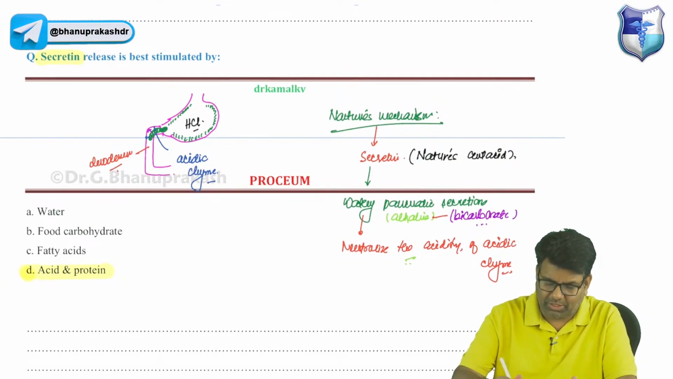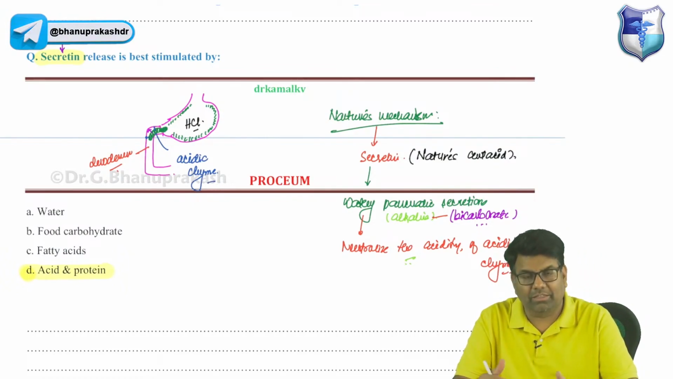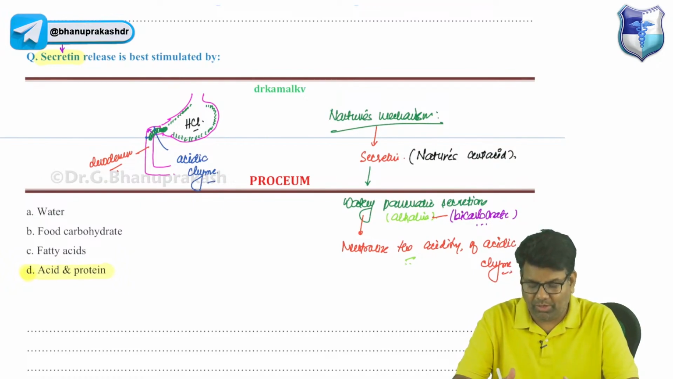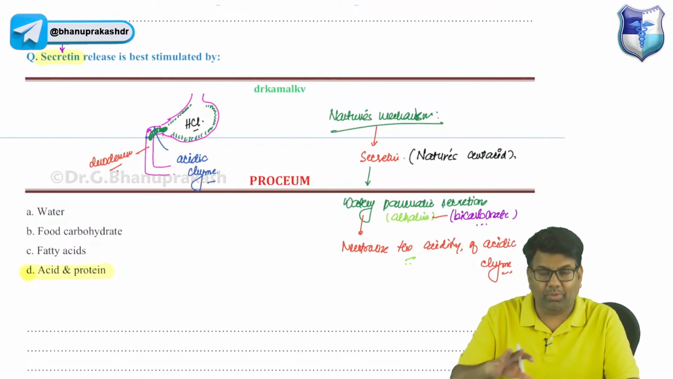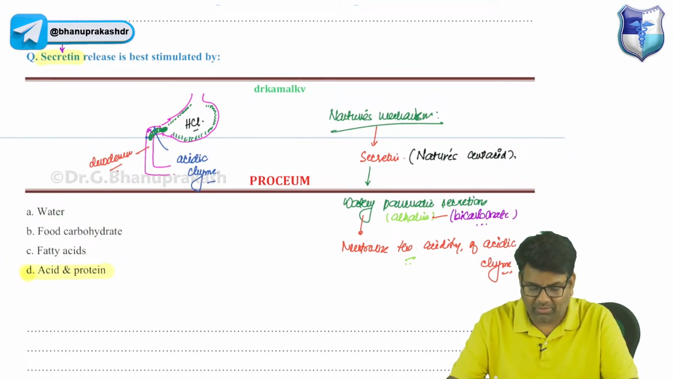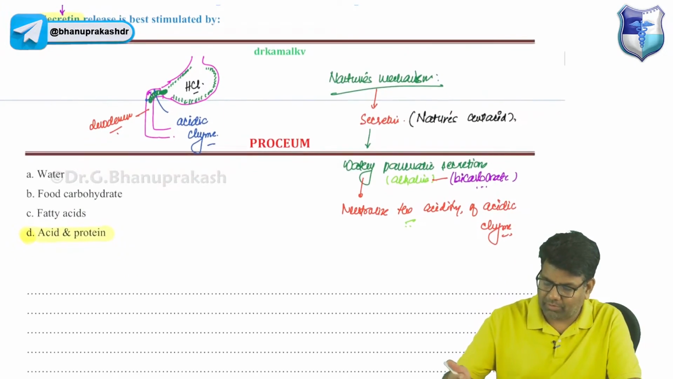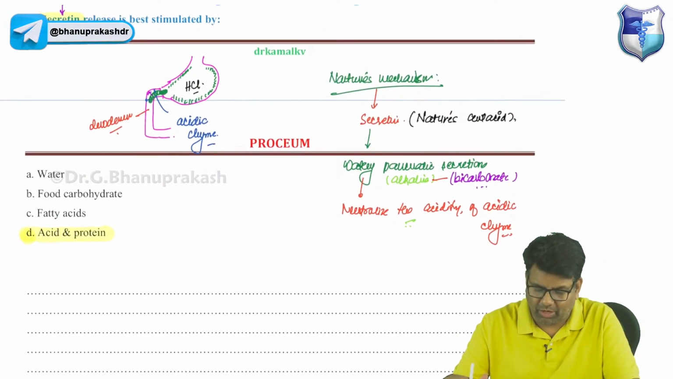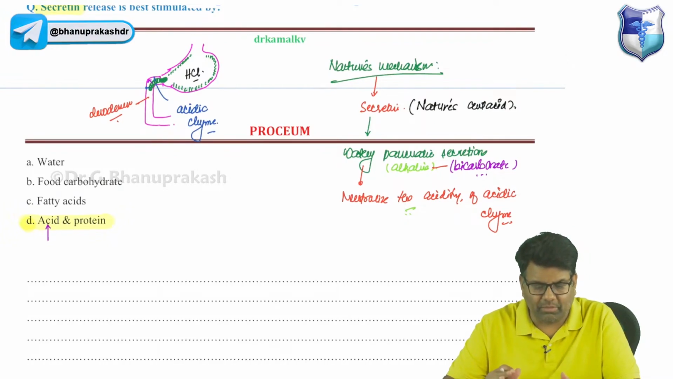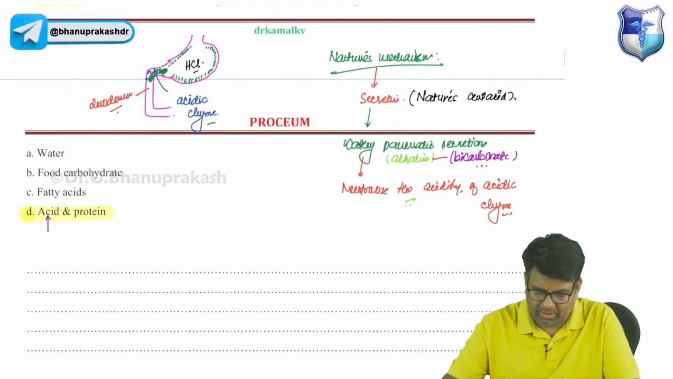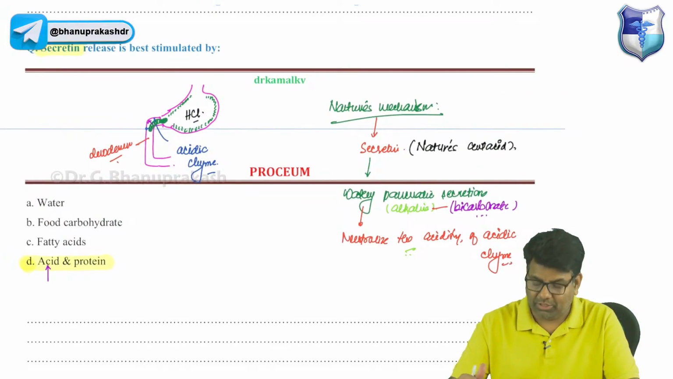So please remember this much: secretin, the main function is to neutralize the acidic content whatever is coming to the duodenum, and this also prevents injury to the duodenal mucosa because of that acidic content. Right? So secretin is nature's antacid, and it is released by S cells of the small intestine. Clear? So acidic stuff is the main stimulation for release of secretin.